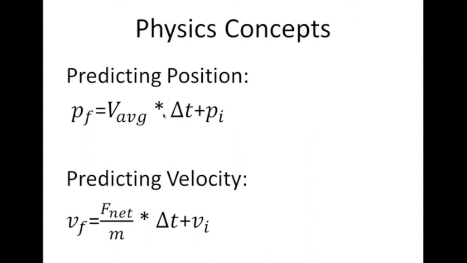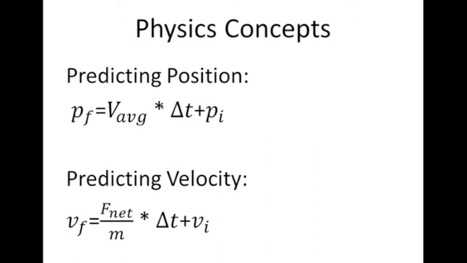To predict the motion future of a system, we had to predict the position and velocity of it. To predict the position, we knew that delta p, which is the change in position, equals the average velocity times delta t, which is the change in time. So we did some algebra on it. We added the initial position to both sides, and we came out with the final position, which is what we want, equals the average velocity multiplied by the change in time plus the initial position.